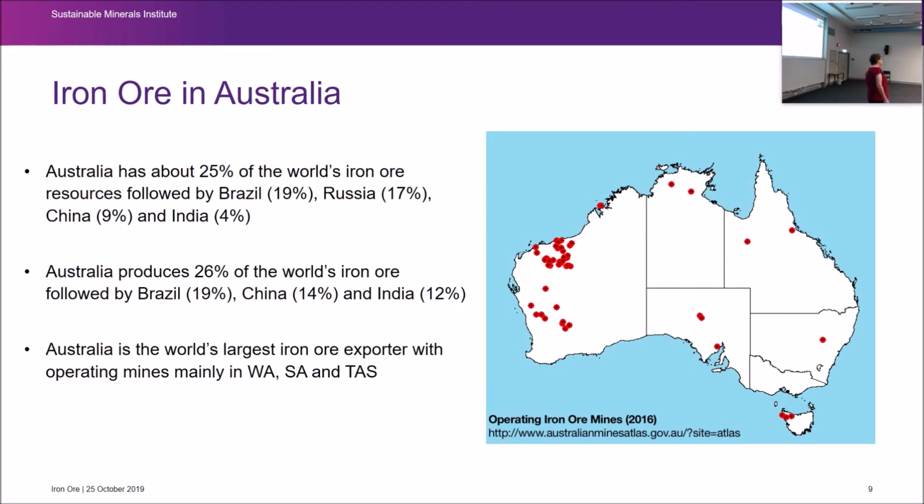Why is this important for us? Well, we're the largest exporter of iron ore in Australia. 25% of the world's reserves are situated in Australia, and we produce a quarter of the world's iron ore per year. Most of the mines are situated in Western Australia, but there are also some in South Australia and Tasmania.